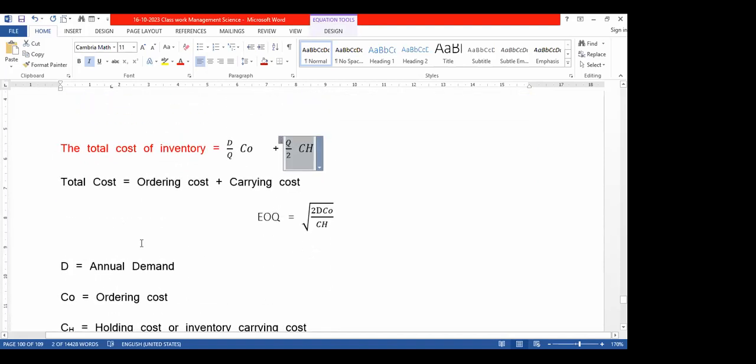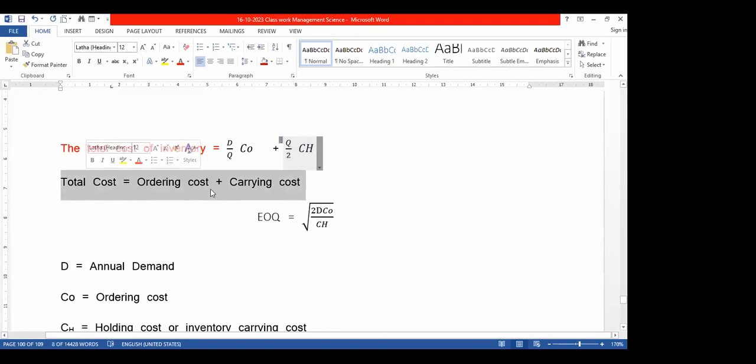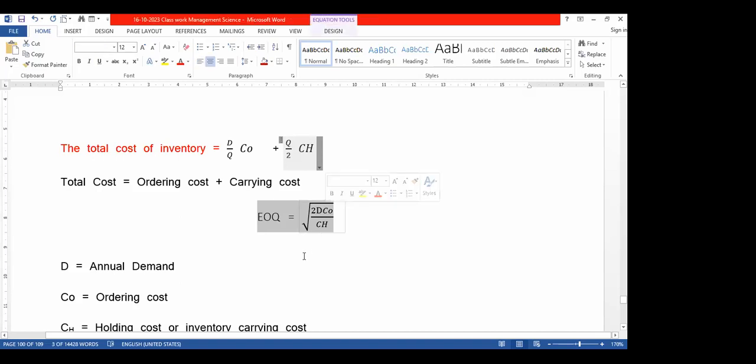Okay. So the total cost, here total cost means total inventory cost, is equal to ordering cost plus carrying cost. Based on that, this model is constructed. I will show how this model is constructed simply. By differentiating also we can see how we can get it, and just simply by cross multiplication also we can see how it's getting.